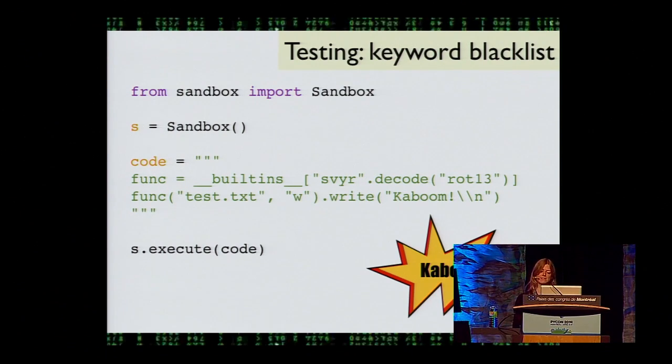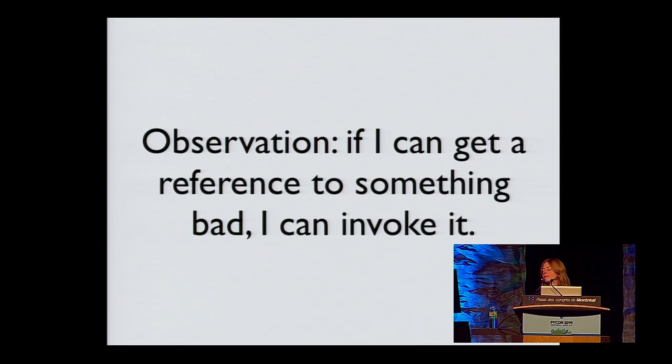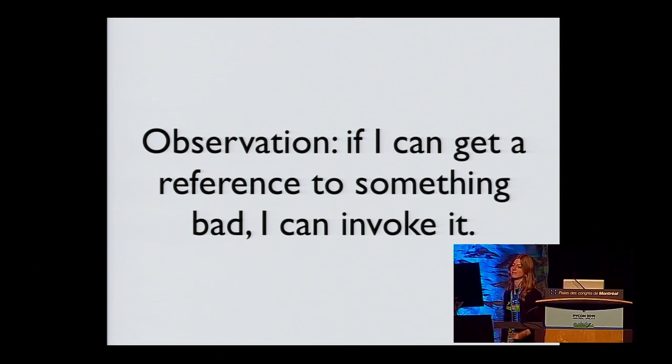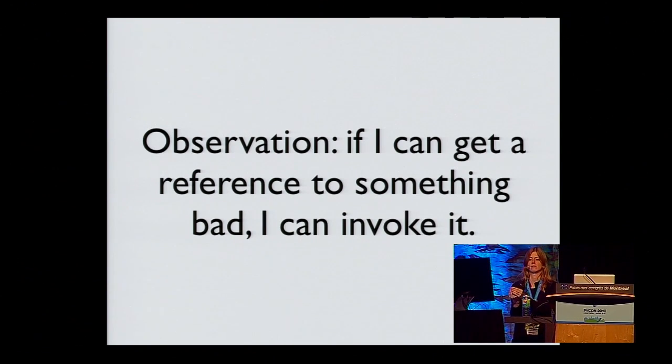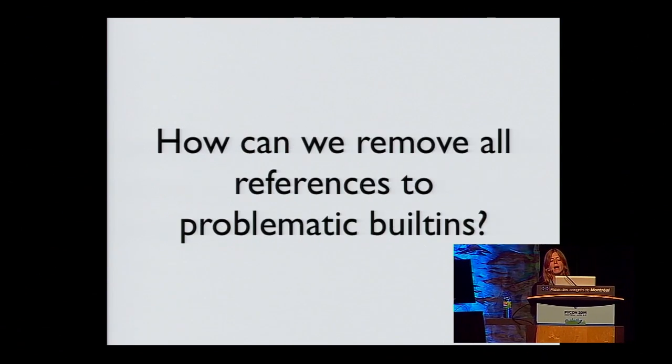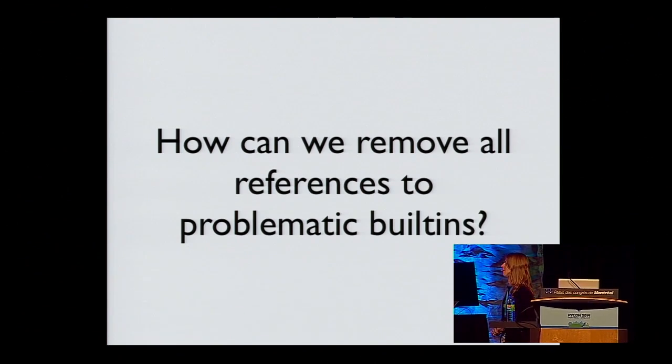Okay, so blacklist, not so hot an idea. And the main observation here is if I can get a reference to something bad, I can invoke it. The name doesn't super matter. It's the actual reference that matters. OK, well, how can we remove all references to problematic built-ins?